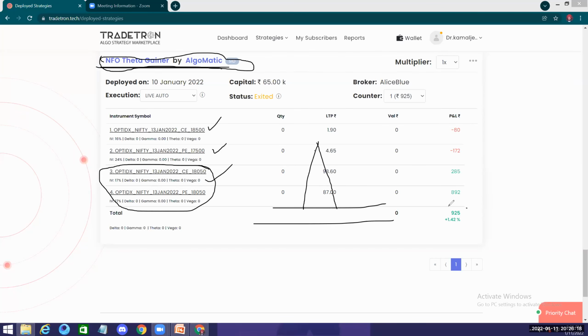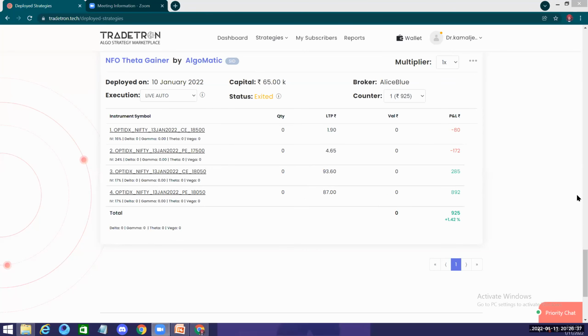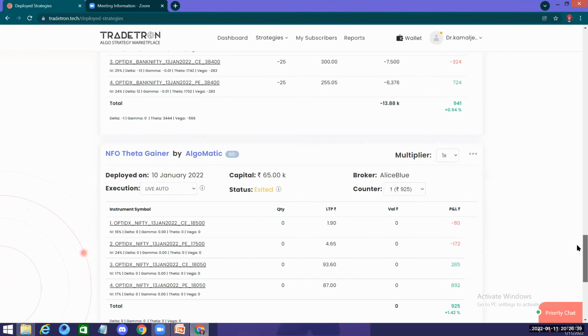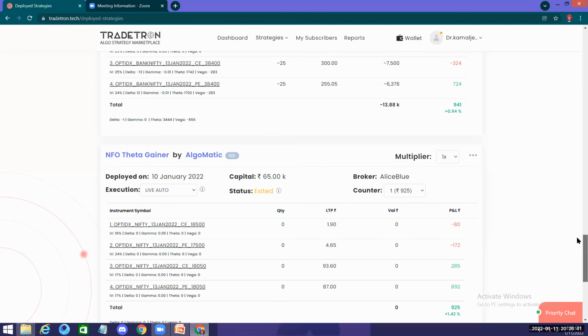So what is the return I got was 925 rupees. This is an actual trade. This is a live auto. This is not paper trading. I do not do anything which is paper trade. I hate paper trading. I do it in some of my fake accounts and I will keep on doing it. But today I'm going to teach you how you can make it without knowing coding.